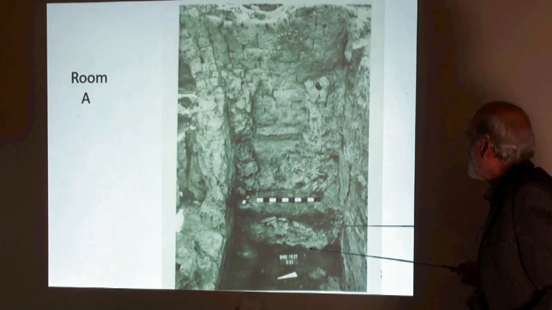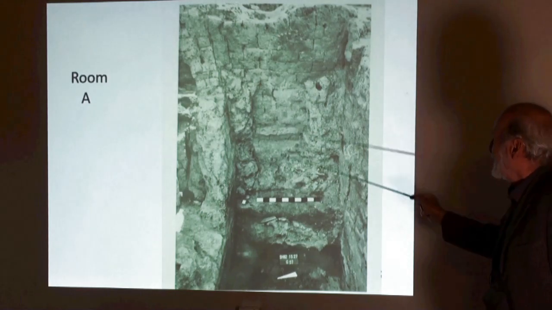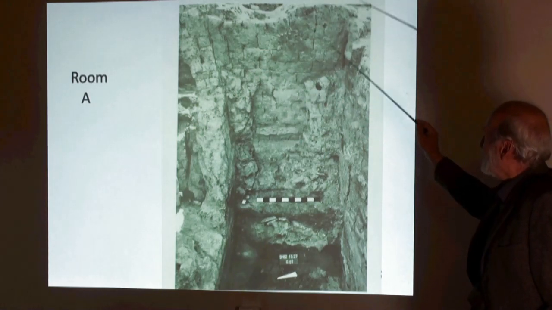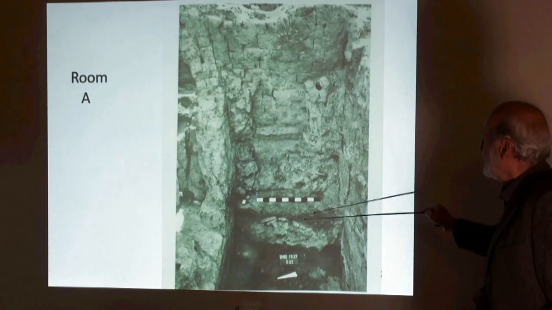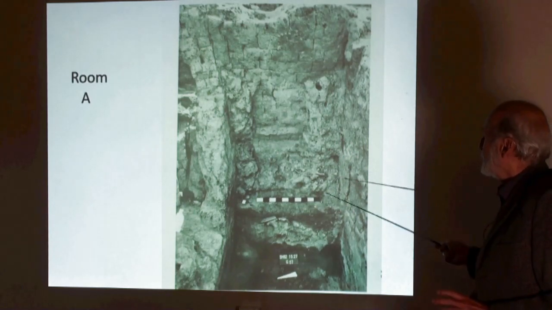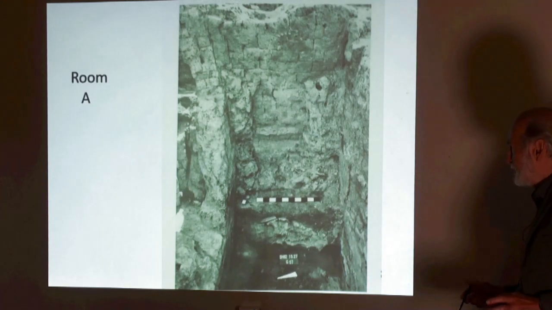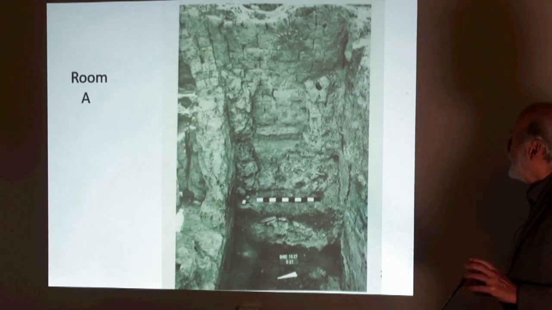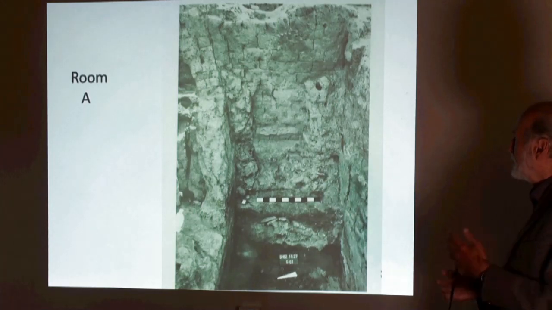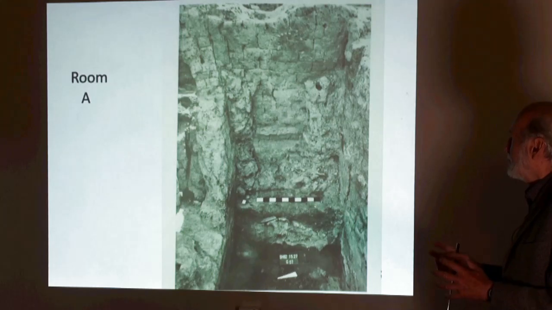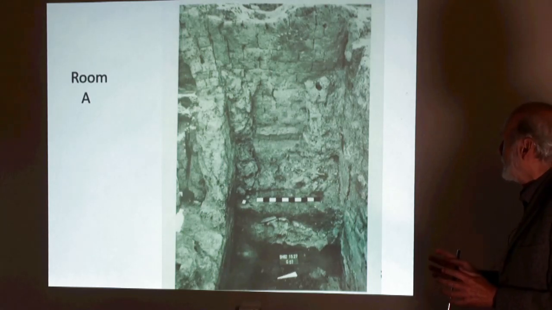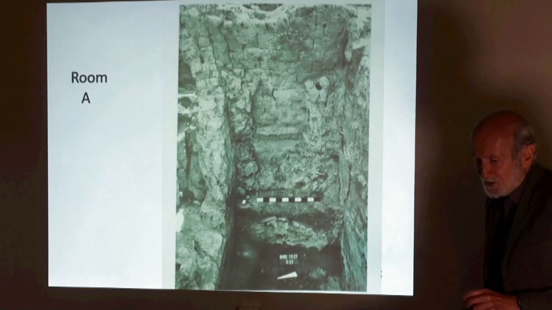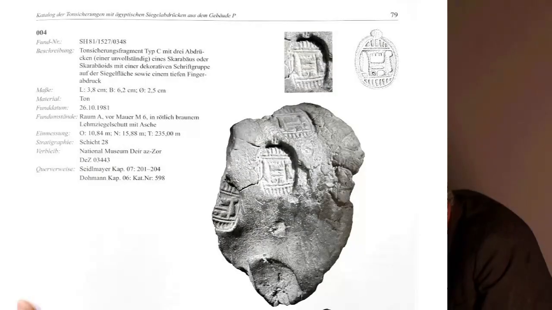And here's a view looking into room A after it had been excavated. What they found in here, most of it had collapsed from the room above and fallen into here. And there was a great mixture of dated clay cuneiform tablets, Middle Assyrian pottery, and clay sealings. So all of similar date, all mixed up together. So we've got dates in the reign of Tukulti-Ninurta the First, and Middle Assyrian pottery, and these clay sealings. And it's the clay sealings that I have a problem with.